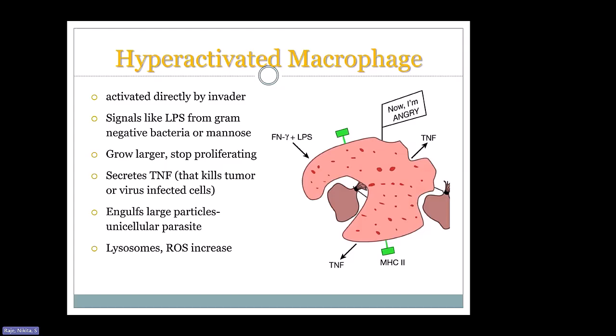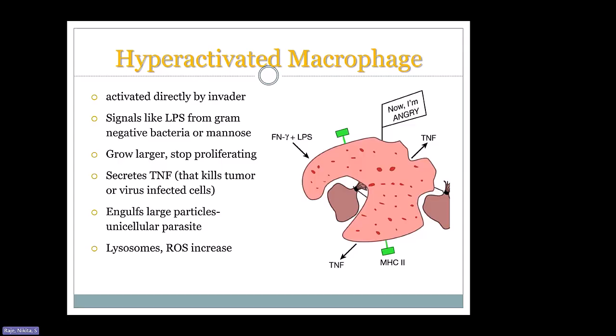But in their hyperactivated state is where they are absolutely at work. They are busy, and they are activated directly by the invader. So interferon gamma plays a role, but the signals from bacteria or any other microbes, such as LPS or mannose, are the signals that, once the macrophage comes across them, it is absolutely sure that there is a problem. And so now they start growing, they stop proliferating, they secrete TNF, and they engulf large particles as big as a unicellular parasite.